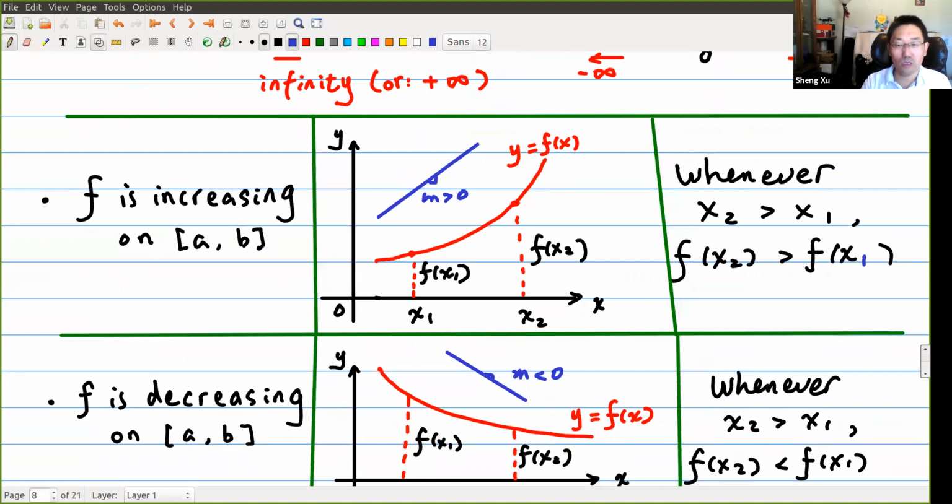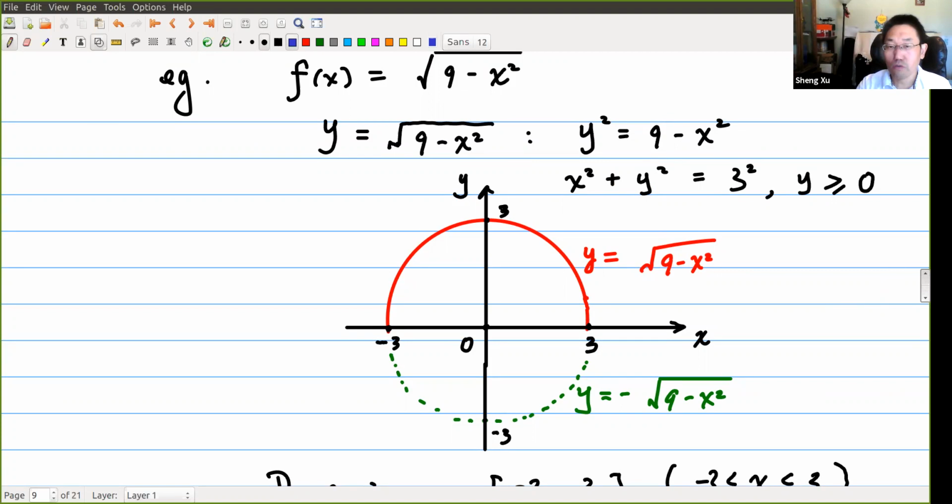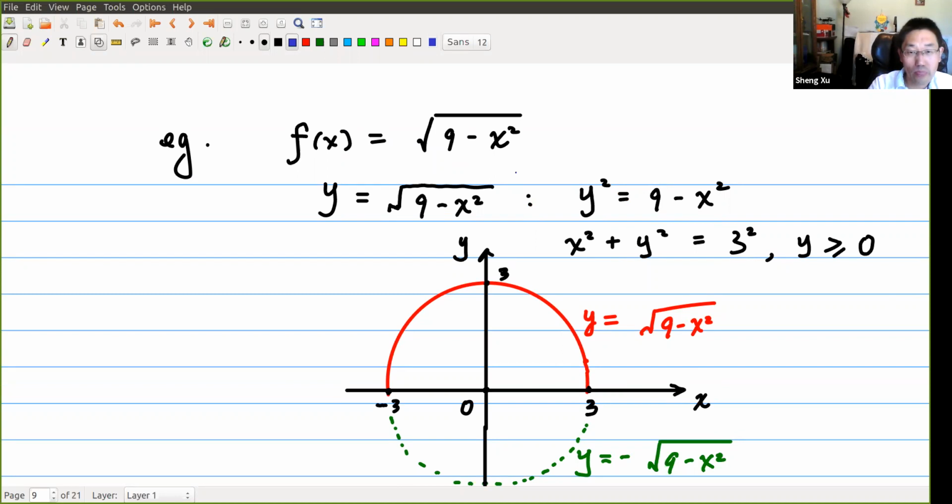So for example, say I have the function f(x) equals the square root of 9 minus x squared, right? I have this function here. So you can write it down: given x as the input, what's the output? The output y is equal to the square root of 9 minus x squared.